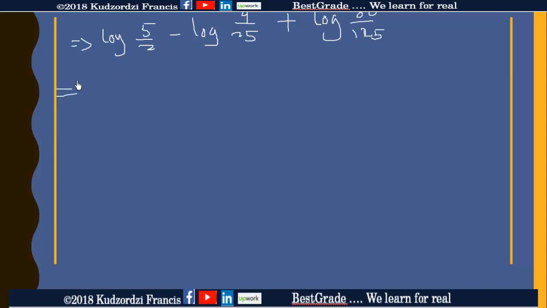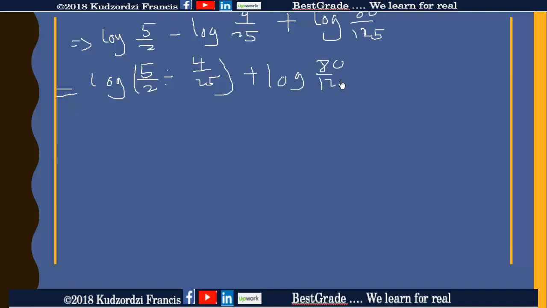So this will be equal to log 5 over 2 divided by 4 over 25, then plus log 80 over 125. So this is the same as log 5 over 2. Let's simplify this, times 25 over 4 plus this logarithm 80 over 125.